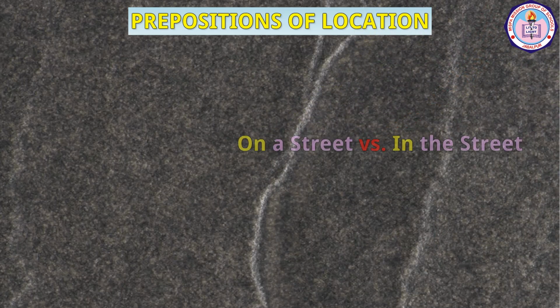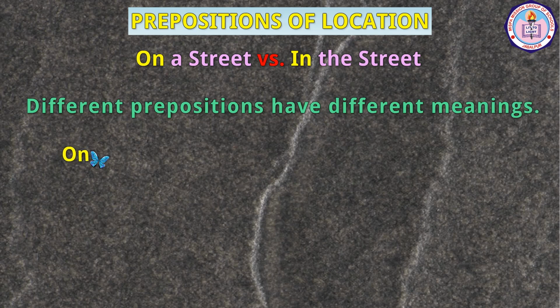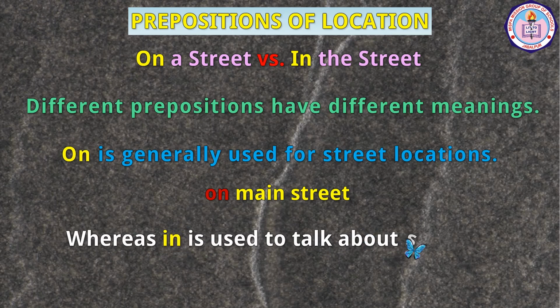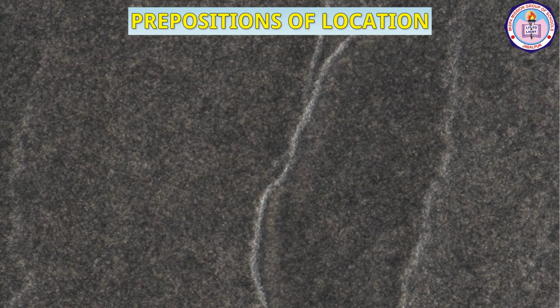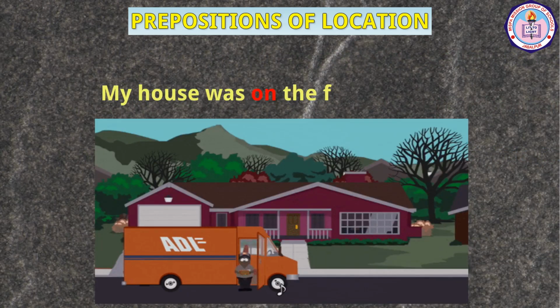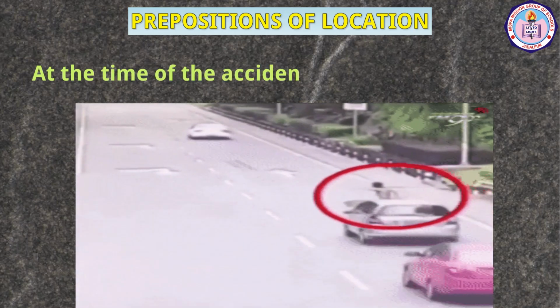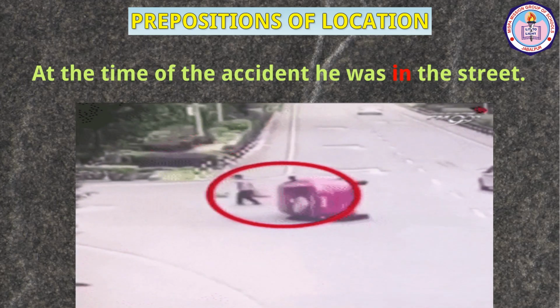On a street versus in the street. Again, different prepositions have different meanings. On is generally used for street locations such as on Main Street, whereas in is used to talk about standing in the middle of the street. Examples. My house was on the 4th street. Here, my house is at that location. At the time of the accident, he was in the street. Here, he was standing in the middle of the street.